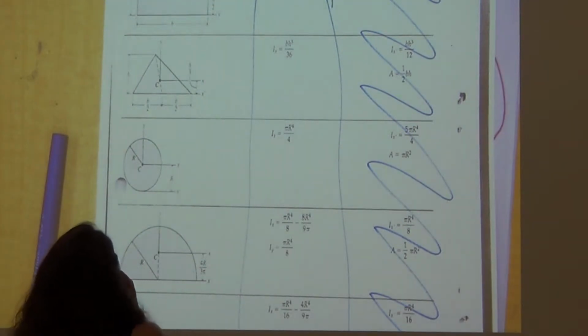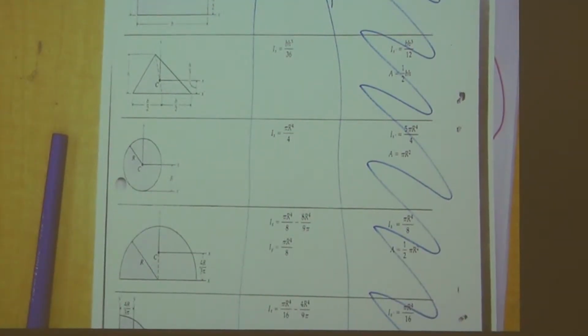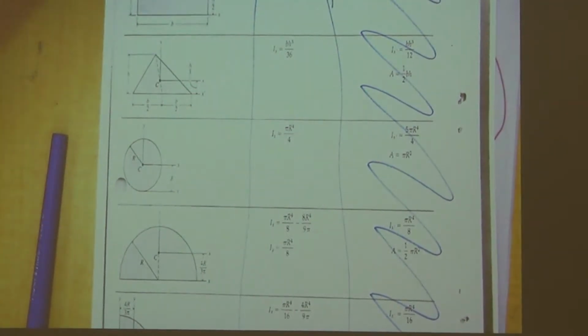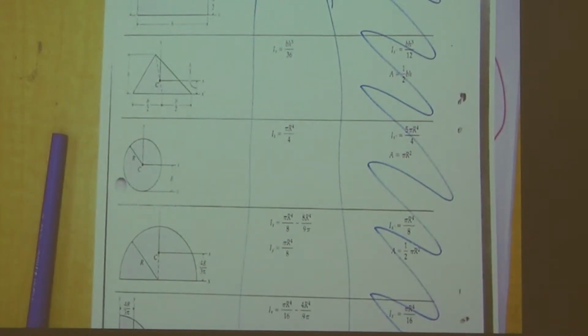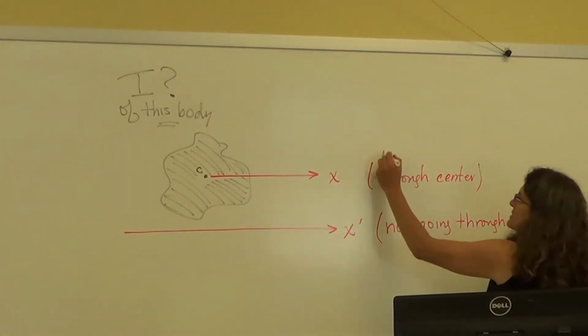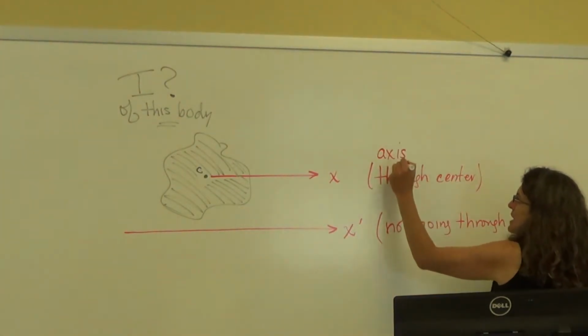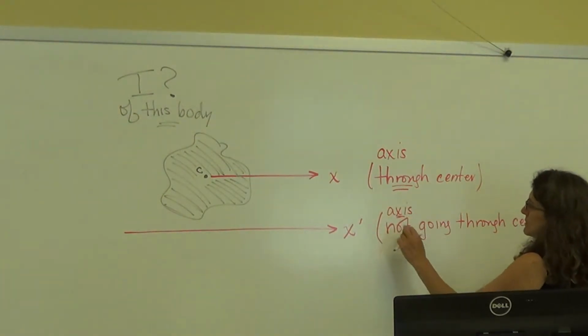So does everybody see how this column, the column that I just circled, let's take a look. Maybe we should use the same notations. Could everybody come back here? Let's use the same notations that the textbook has. So that means that x represents the axis that goes through the center, and x prime represents the axis not through the center.